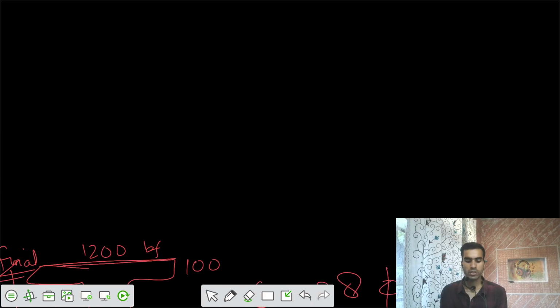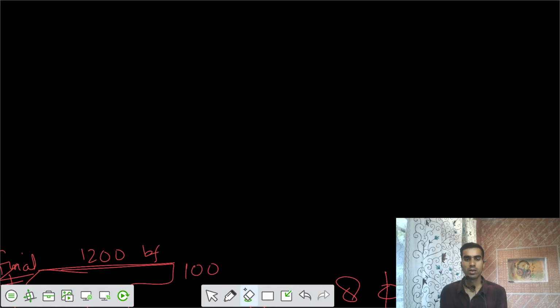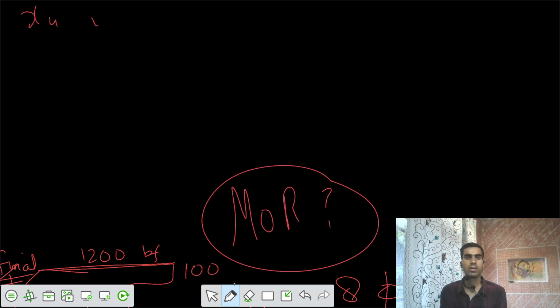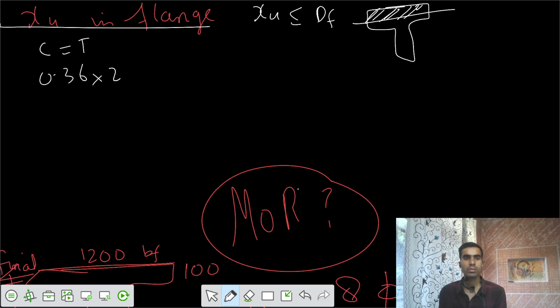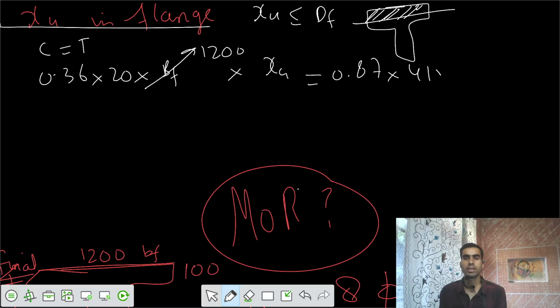Let's assume the first case, that the neutral axis is in the flange. That means xu is less than or equal to df. Based on that, I can say C equals T to get the location of xu. C equals T: 0.36 fck bf, this was 1200 bf, into xu, that is equal to 0.87 fy Ast.